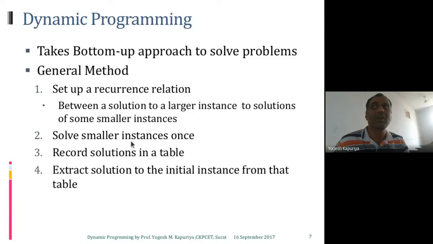So solve the smaller instance once, then record solutions in a table, and then extract the solution to the initial instance from that table. So in order to solve the next instance, you will basically use that table or variable or memory where you have actually stored the previous values.